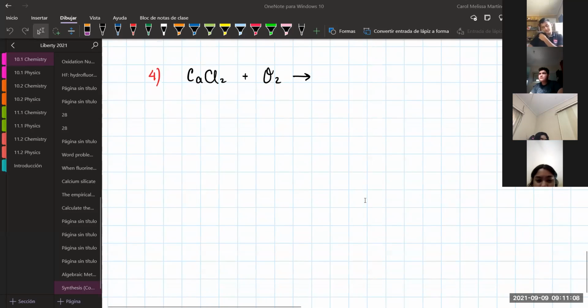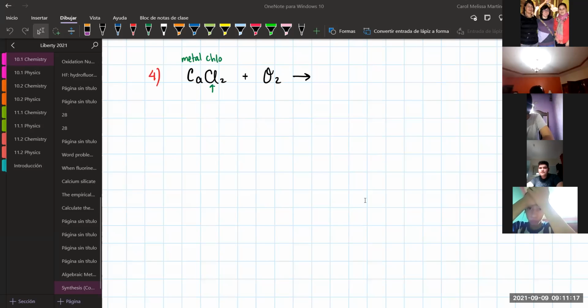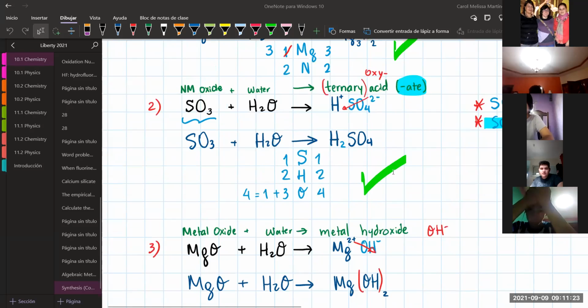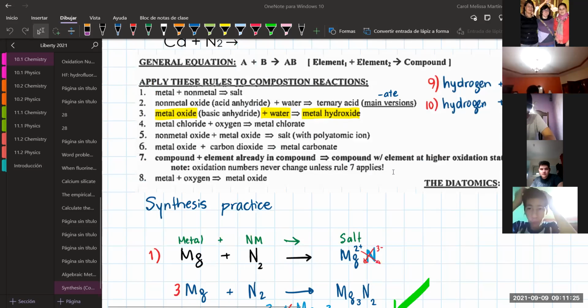And now in this part, you have a metal. This is chloride ion, so it's metal chlorate plus oxygen. According to the rule, I have to follow number 4, the rule number 4. It says in the product you will have metal chloride.